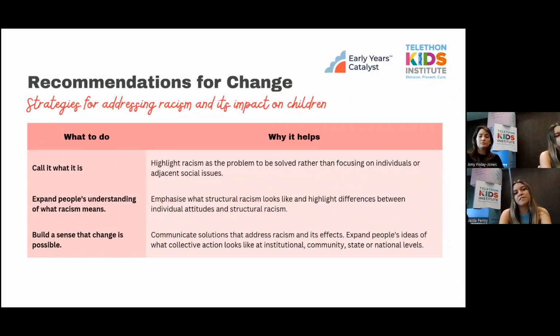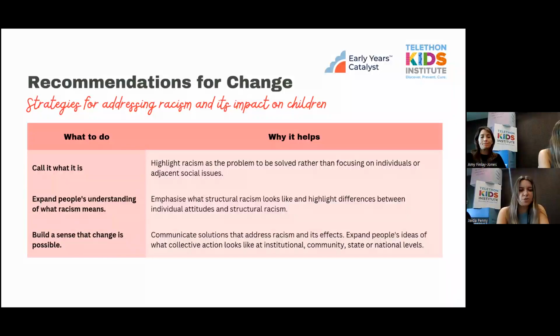So here are some of the recommendations for change when addressing racism and its impact on children. Calling it what it is, this highlights racism as the problem to be solved rather than focusing on individuals or adjacent social issues. Expanding people's understanding of what racism means. This involves emphasising what structural racism looks like and highlighting differences between individual attitudes and structural racism.